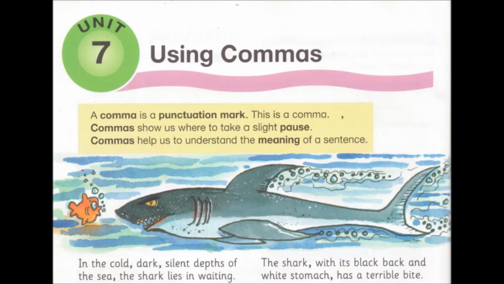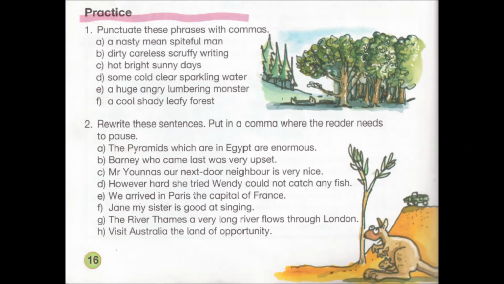Okay, so here you've got practice. And in the first section, section 1, A to F, you are just putting commas in. You don't need capital letters and full stops because they're not full sentences. Okay? So they're not sentences. They don't need a capital letter and a full stop. They don't have verbs in them, which means they're not sentences. So a nasty, mean, spiteful man that is very much like in the cold, dark, silent depths.